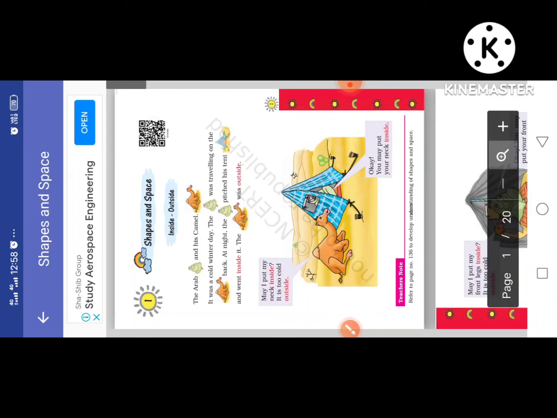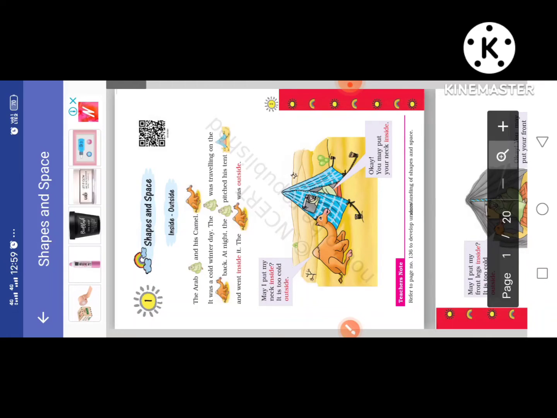So here is a small story. The man was traveling on a camel on a cold winter day, sitting on the hump of the camel. When the night came, the Arab pitched a tent on the desert and went inside the tent. So who went inside the tent? The man went inside the tent, but the camel could not.